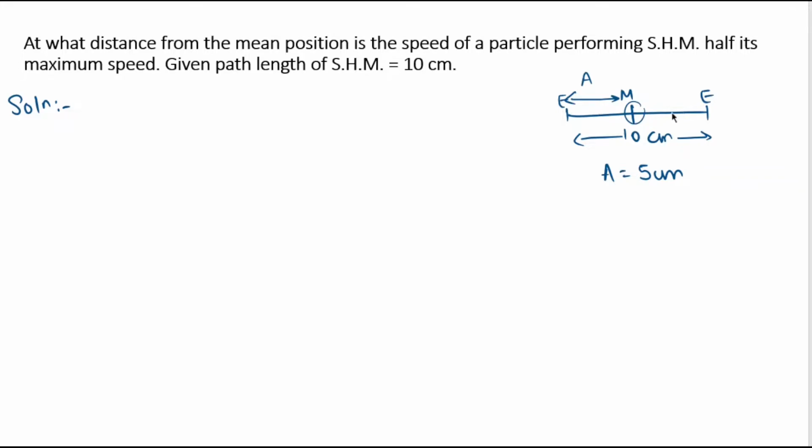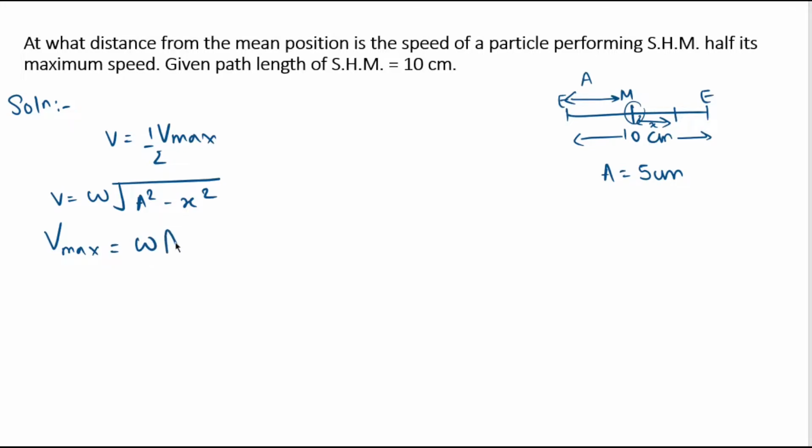Suppose the distance from the mean position is here, that is x, where the speed of the particle is half its maximum speed. So we need to calculate the value of this x. So we have been given that the speed is half the maximum speed. Now we know for a particle performing SHM, the velocity is given by v equal to omega into root under a square minus x square, and the maximum speed is given as vmax equal to omega into a.